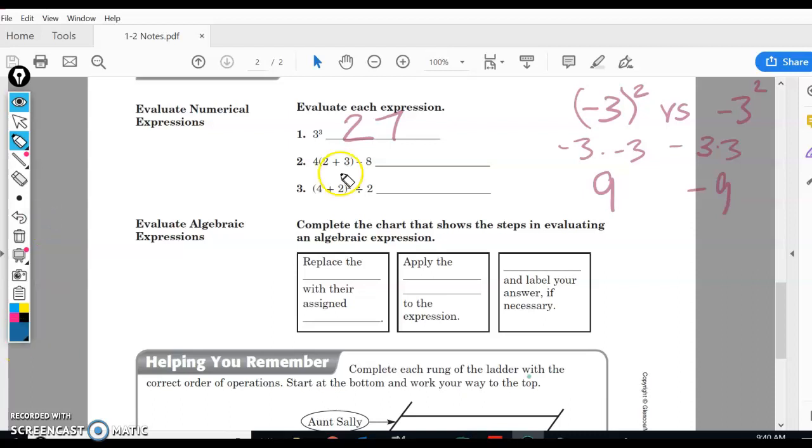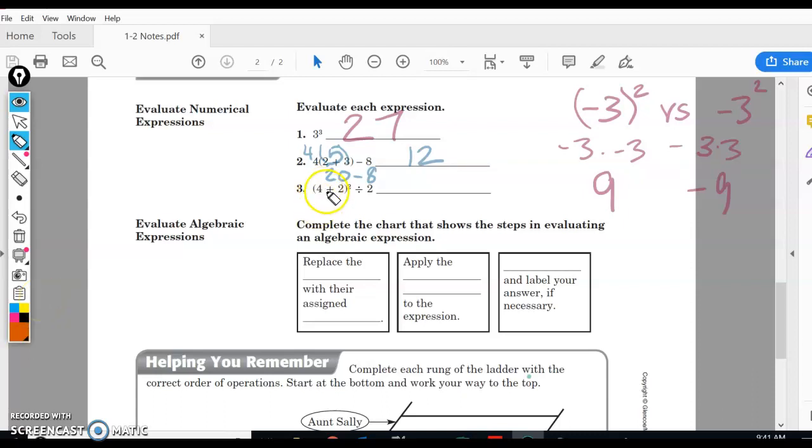Next one, evaluate each expression. Number 2, I'm going to do this parenthesis first. 2 plus 3 is 5. And then I'm going to do the multiplication of 4 times 5 right here for the subtraction. So it makes 20 minus 8, and your answer is 12. There is very little space to show my work here, but I strongly recommend you try not to do all this in your head and you go step by step showing all your work.